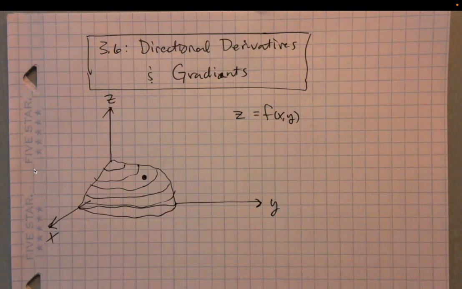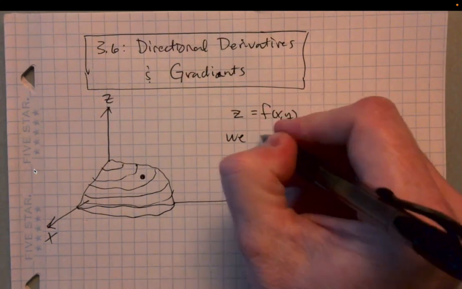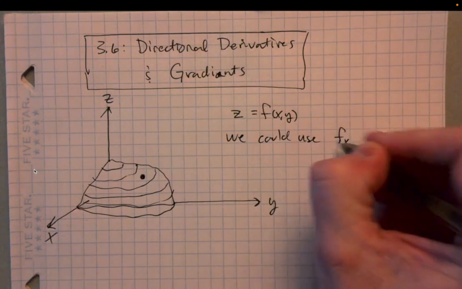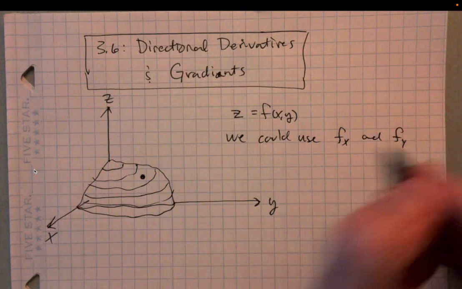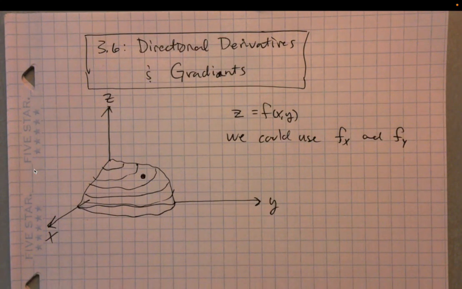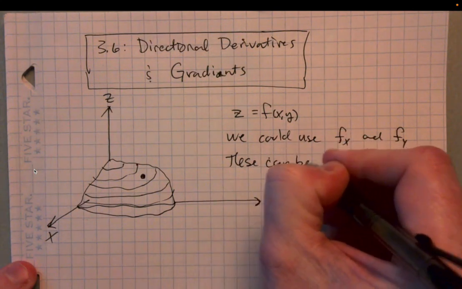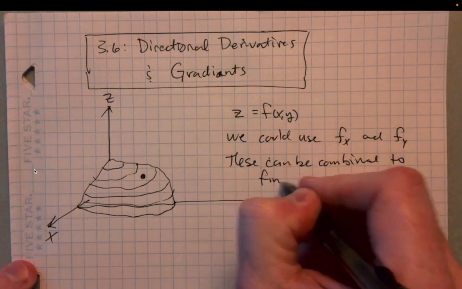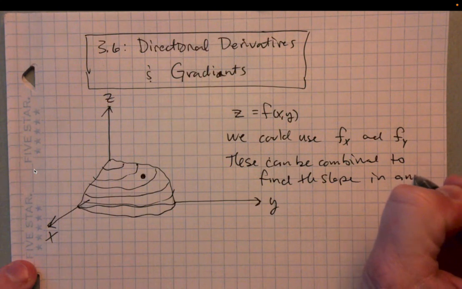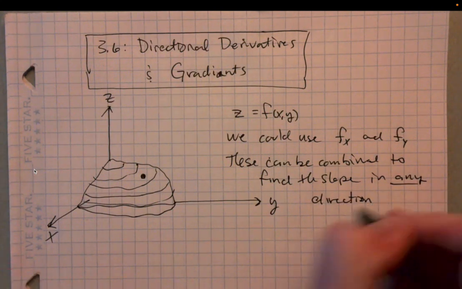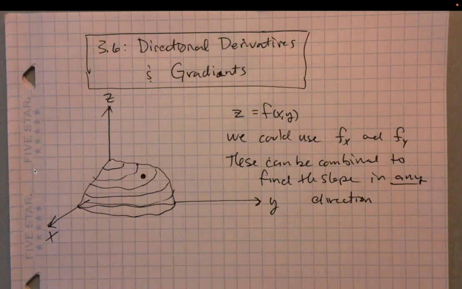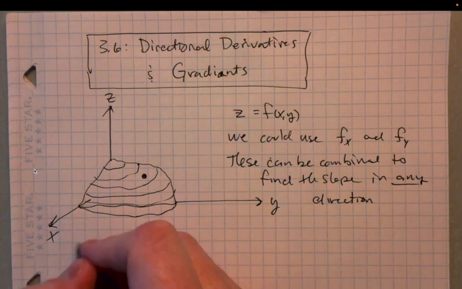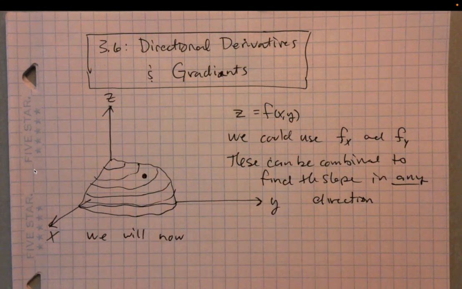And so given this kind of a setup, we could use the partial derivatives, f sub x, the partial derivative with respect to x, and f sub y. We could use these partial derivatives to find the slopes in the x and y direction. And further, these can be combined to find the slope in any direction. And that's going to be what we're up to for the first part of this section. So that being the setup, we're now going to take this setup and define a new kind of derivative called a directional derivative. And we're going to get there by way of derivation.